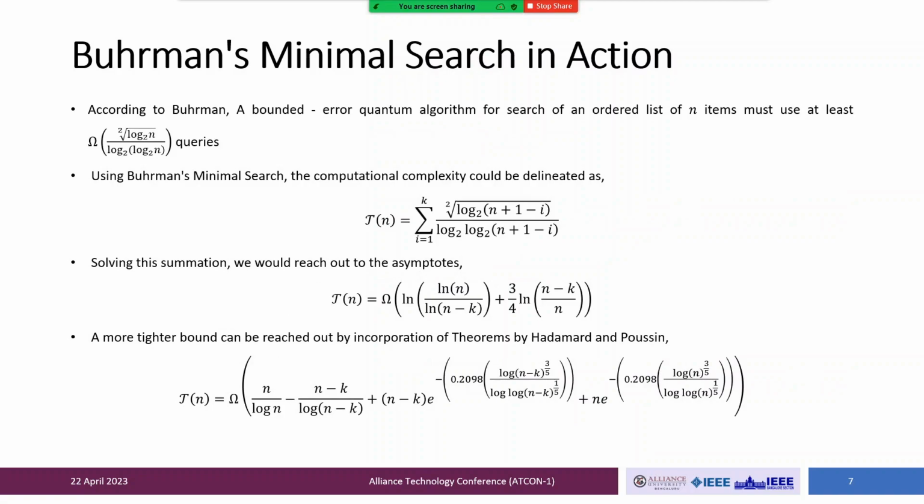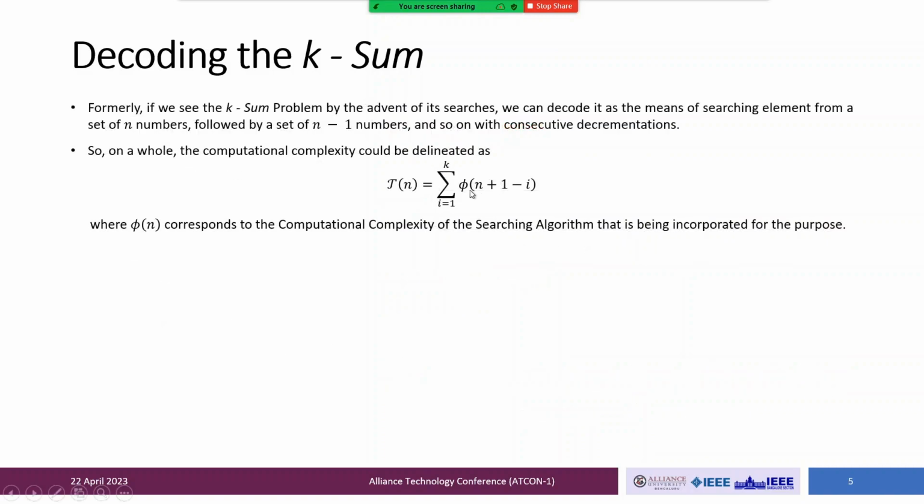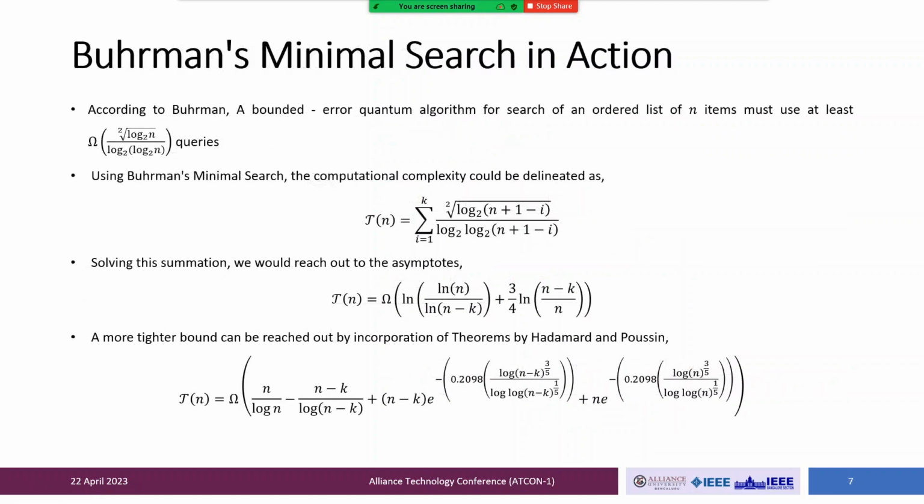Now, by making use of the Buhrman search, we will be decoding this problem. According to Buhrman, a bounded error quantum algorithm for searching an ordered list of n items must use at least log n upon log of n queries. By making use of this Buhrman's minimal search, we will simply replace this phi function over here by the Buhrman's search algorithm's complexity.